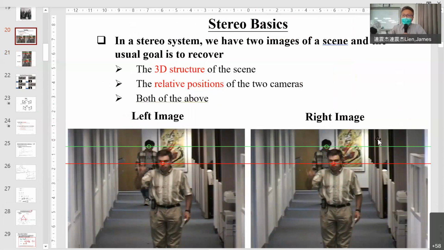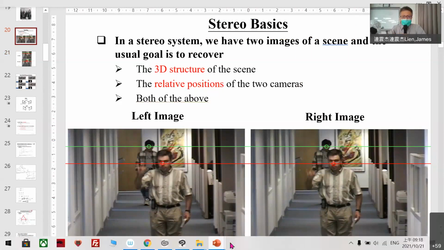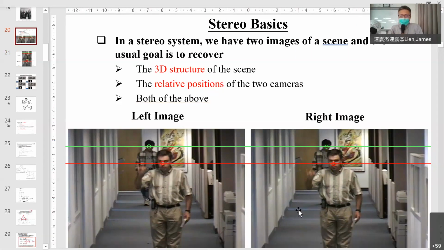So the purpose of stereo is to try to find the depth. The depth is the z information, x, y, z. Stereo is based on the left side camera and the right side camera. In the left side image, you will see more information on the left, but you lose information on the right side. In the right side image, you'll see more information on the right side.